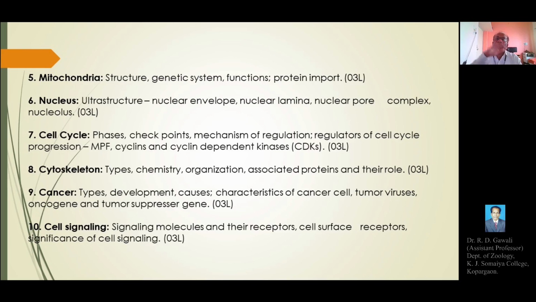Then the sixth topic, nucleus, ultrastructure of the nucleus, that is nuclear envelope. We have also studied the nuclear envelope in first year BSc cell biology: nuclear envelope, nuclear lamina, nuclear pore complex and nucleolus. We know the nucleus of eukaryotic cells has a well defined nuclear membrane enclosing the nucleoplasm, which separates the nucleoplasm and the cytoplasm of the cell. So between cytoplasm and nucleoplasm is the nuclear envelope or nuclear membrane or nuclear lamina with a nuclear pore complex.